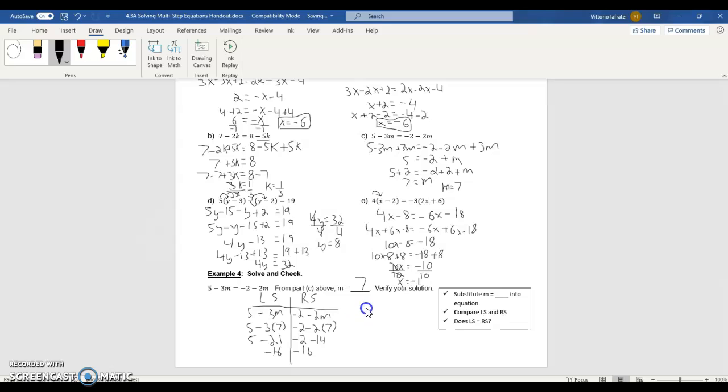So what we can see is that left side is equal to the right side. So what that means is, therefore, and you can use the three dots symbol there for therefore, m equals 7 is the correct solution.